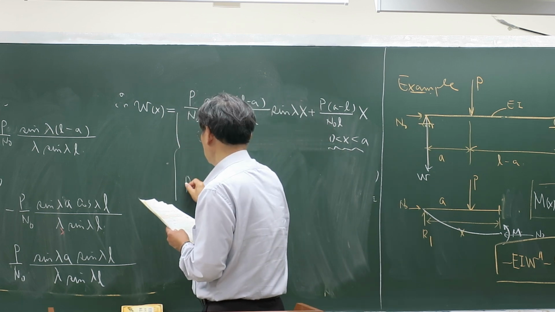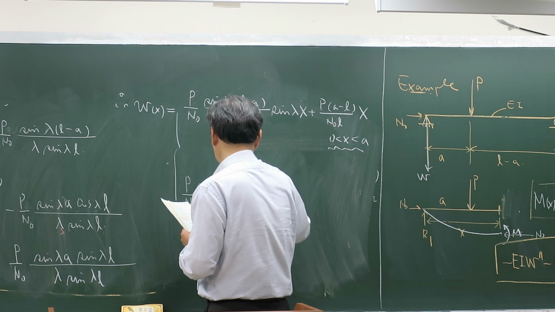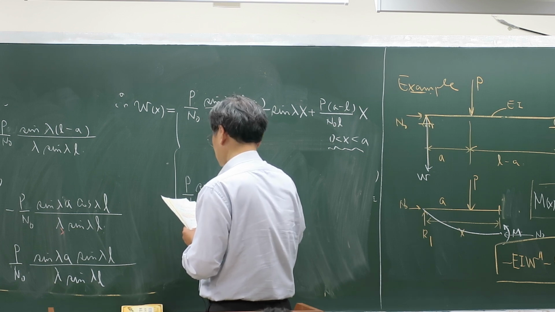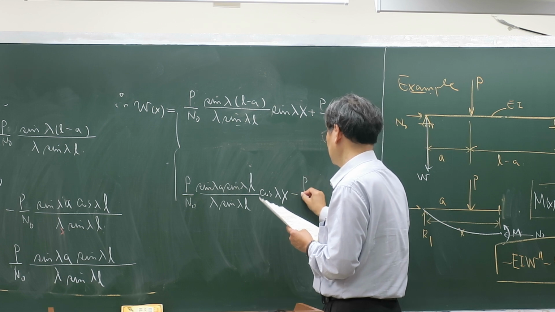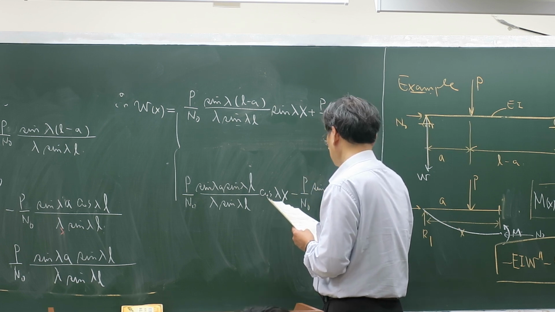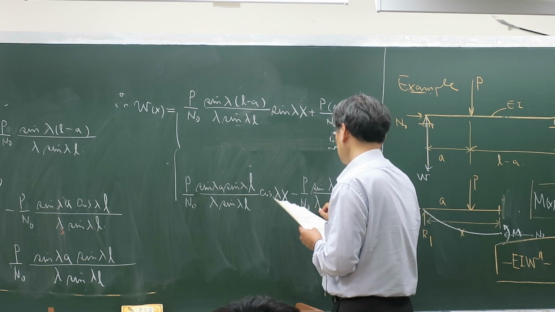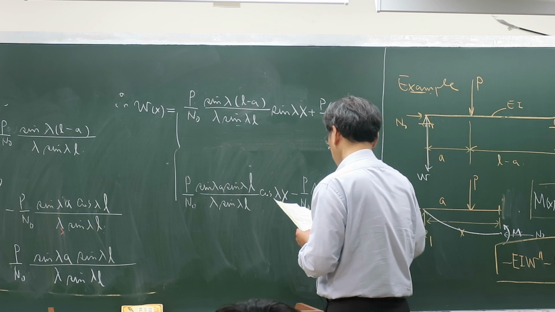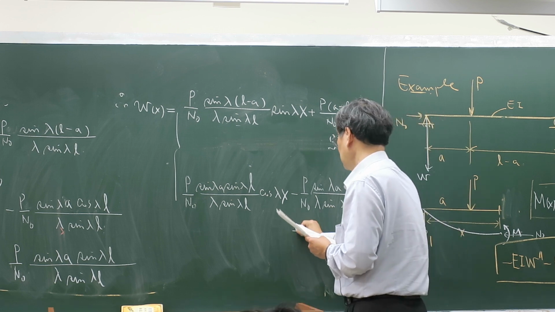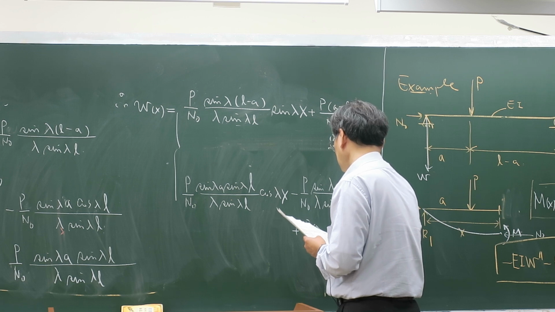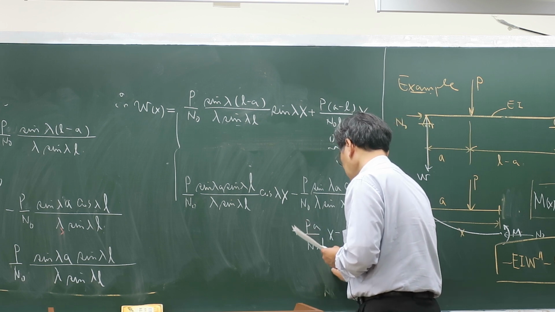And P over N0 sine lambda A over lambda sine lambda L cosine lambda X, minus P over N0 sine lambda A cosine lambda L over lambda sine lambda L, sine lambda X plus P A over N0 L X minus P A over N0, for X smaller than L, larger than A.